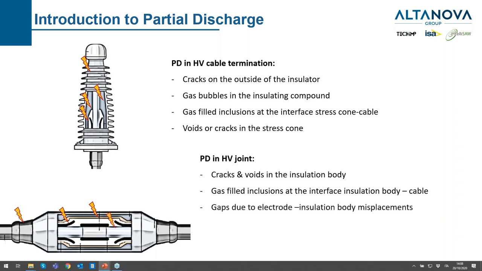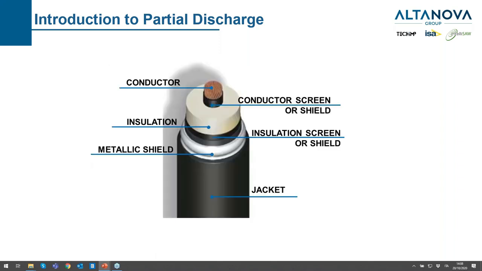We can also have gaps because of the misplacement between the electrode and the insulation body of the joints. Or we can have outer cuts on the semiconductor during the peeling stage of the joint. All of these defects can express themselves with partial discharge, and we are able to detect them thanks to the partial discharge analysis.